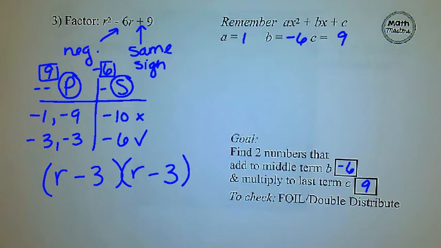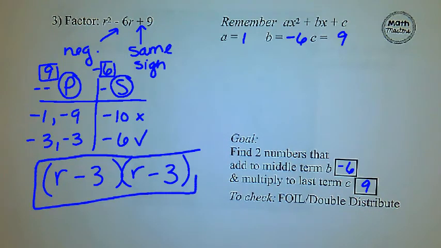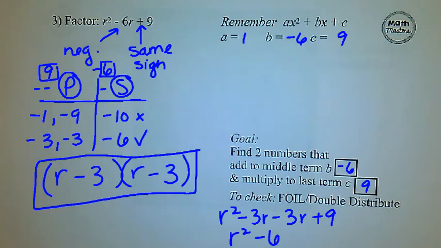Okay, so you could either write r minus 3 times r minus 3, or remember you can write that as a squared. Okay, and then again you could check to make sure that it does work. So I would get r squared minus 3r minus 3r plus 9, because negative times negative, and combine like terms, so that does work.